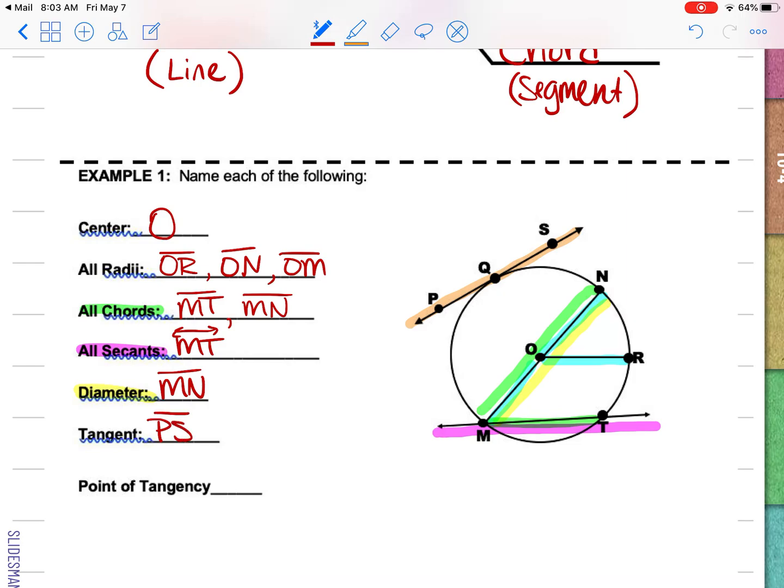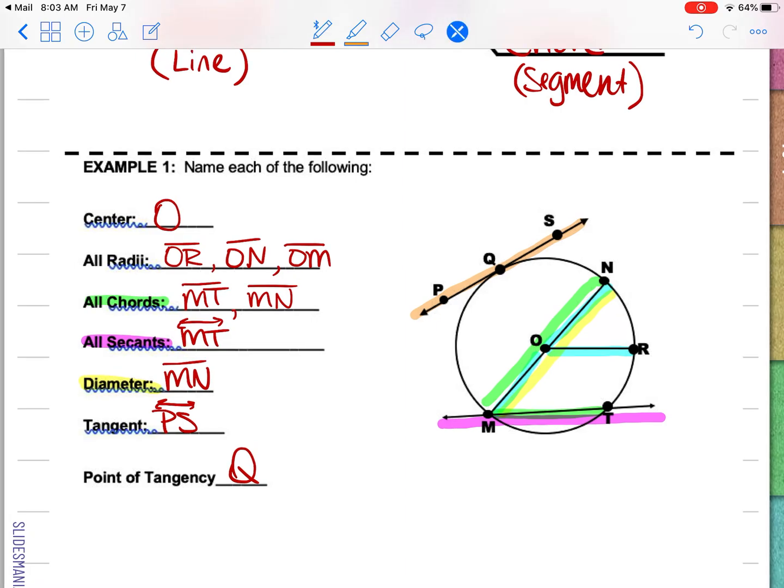Notice I said tangent line, so it is going to keep going. And then that point where the tangent line PS hits a circle is at point Q, and that's your point of tangency. Okay, so let's practice some questions with this.